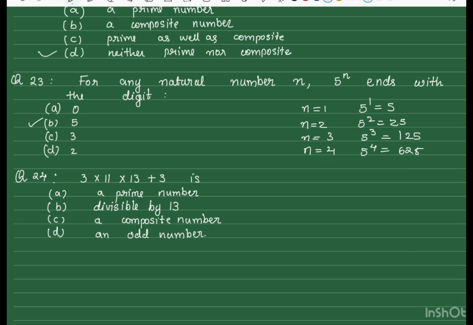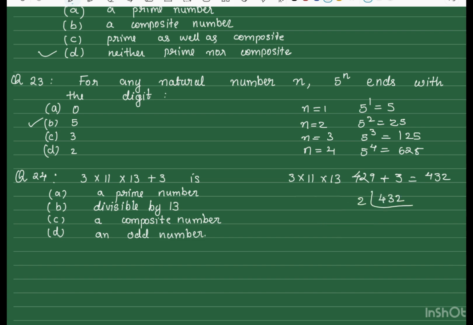Question number 24. 3 into 11 into 13 plus 3 is a prime number, divisible by 13, a composite number, an odd number. So multiply the numbers 3 into 11 into 13, that is 33 into 13, that is 429, plus 3 is equal to 432.